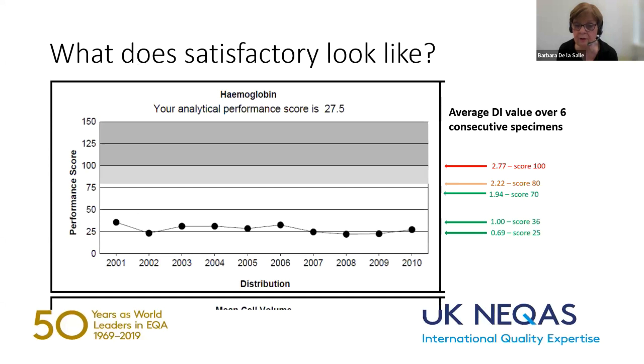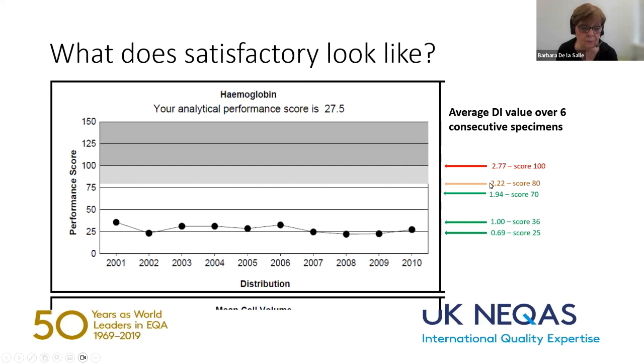So what does satisfactory look like? Well, in the full blood count, I've got a plot here of a hemoglobin with a very good score. The actual score here is nice and even, which is obviously also what good looks like, and it is around about 25, which is absolutely excellent. In order to push yourself above the action line of 100, you would need an average score of 2.77 over 6 specimens if you work your way back through the calculation of the score.